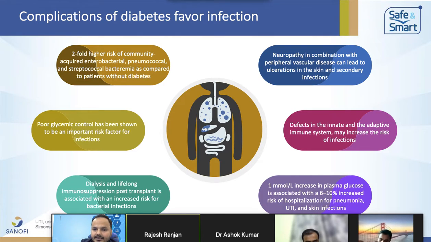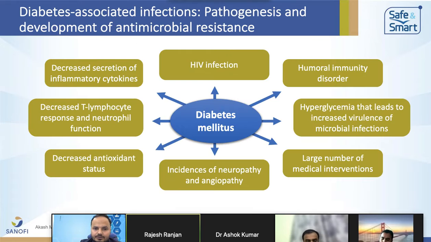It is said that every 1 millimole per liter increase in plasma glucose is associated with 6 to 10% increased risk of hospitalization for pneumonia, UTI, and skin infections. So 1 millimole is something around 18. So if your blood sugar is going around 200, then obviously the risk is much more than 10%. Dialysis and lifelong immunosuppression post transplant is associated with increased risk of bacterial infections. Poor glycemic control has been shown to be an important risk factor of infections.